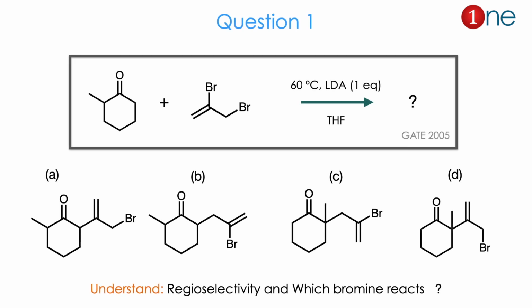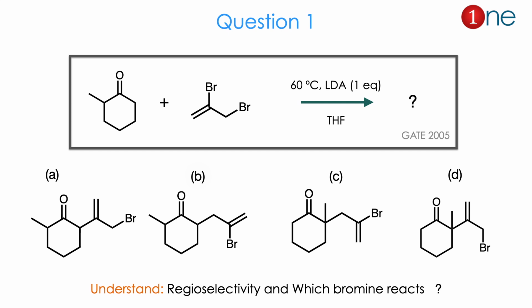Let us see question number 1. The starting material is cyclohexanone attached with a methyl group. Then you are adding an alkene which contains 2 bromines, one in the second position and one in the third position. Then in the next step you are adding LDA and THF. They ask you to find the product.